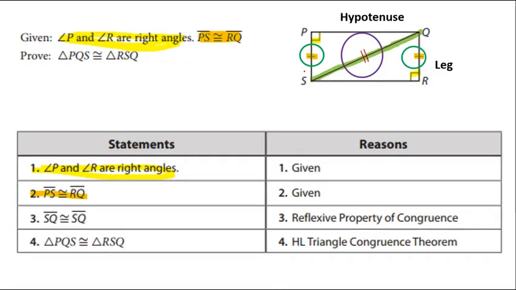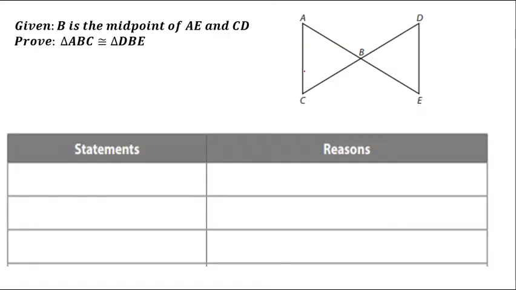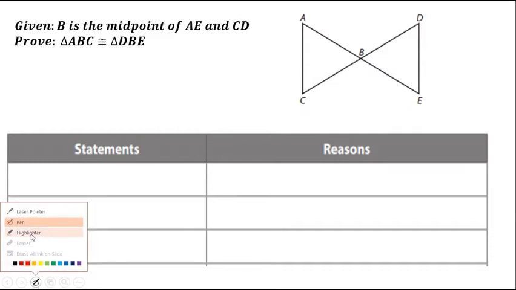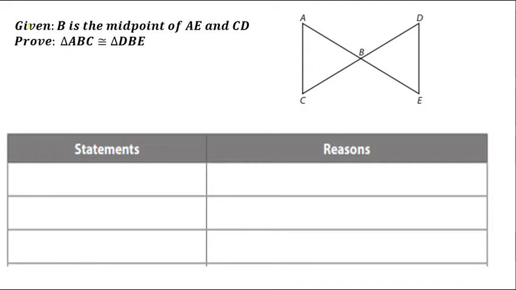Okay, so now our last example. So here they tell you, given that B is the midpoint of AE and CD, you're going to prove that triangle ABC is congruent to triangle DBE. Okay, so first of all, this time I didn't give you the information written already, so you're going to write this down. So remember, we have a given part, and this time they only give you one statement that's given. It says B is the midpoint of AE and CD.